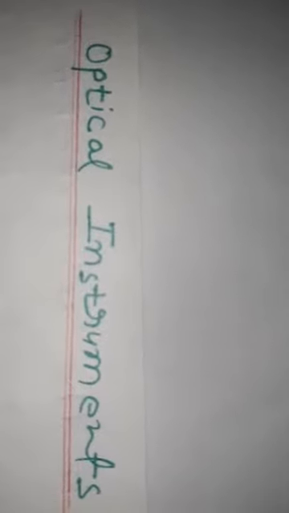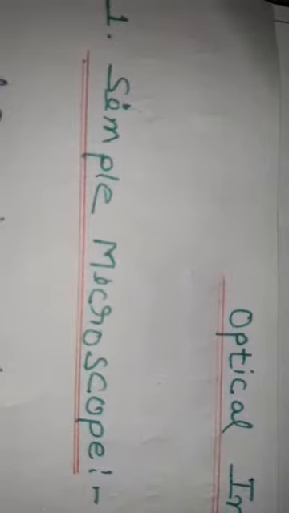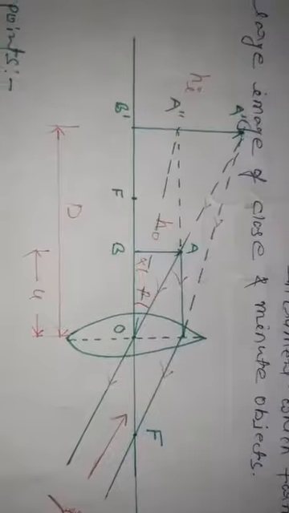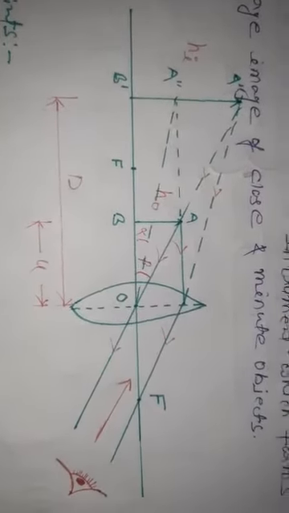In the last lecture we finished refraction through the prism, and one more topic is left there, that is scattering of light, which will be discussed in the last lecture. In this particular lecture we are going to start our optical instruments. Our first optical instrument is the simple microscope. Okay students, let's start.